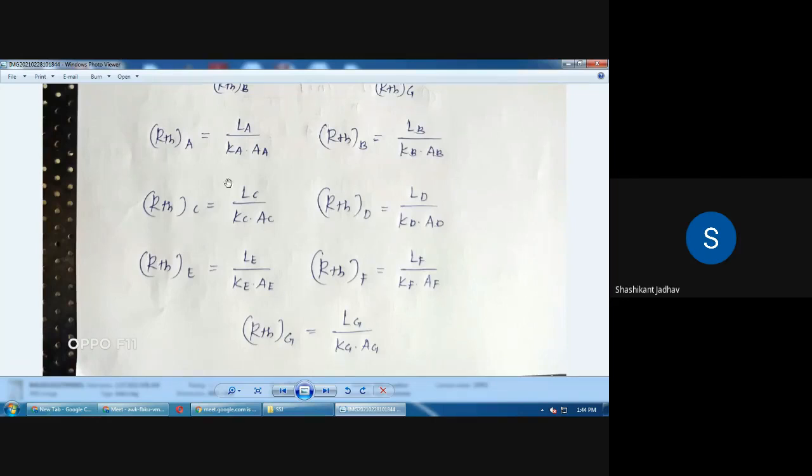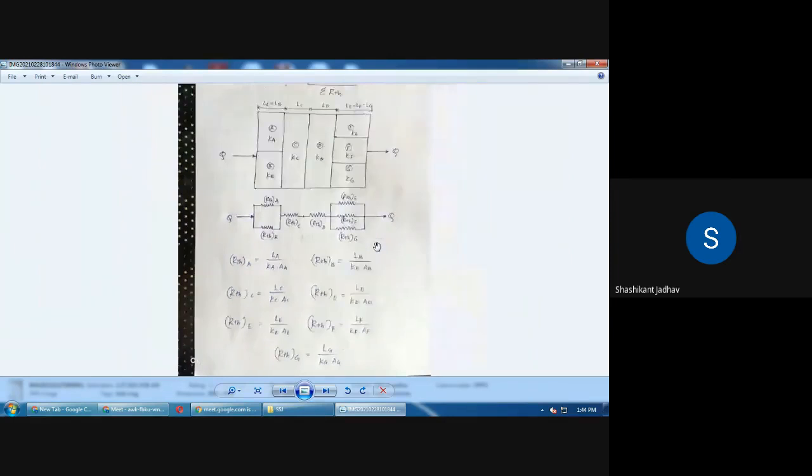Okay, all of you have written the thermal resistances for A, B, C, D, E, F, G, and we have to put these values into the equation. In this way we calculate the heat transfer rate through the composite wall. So this is about today's lecture. In the next lecture we will solve for the overall heat transfer coefficient, that is capital U. That derivation we will continue in the next lecture.